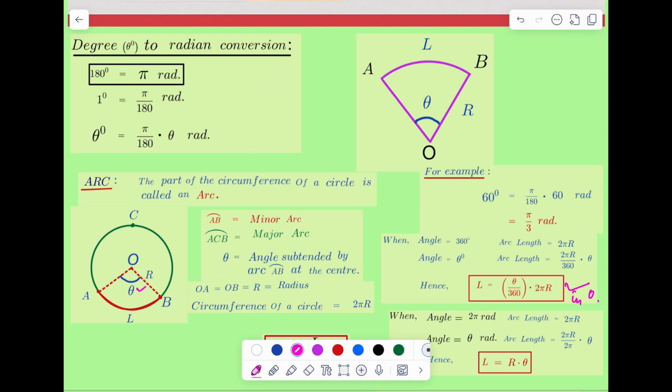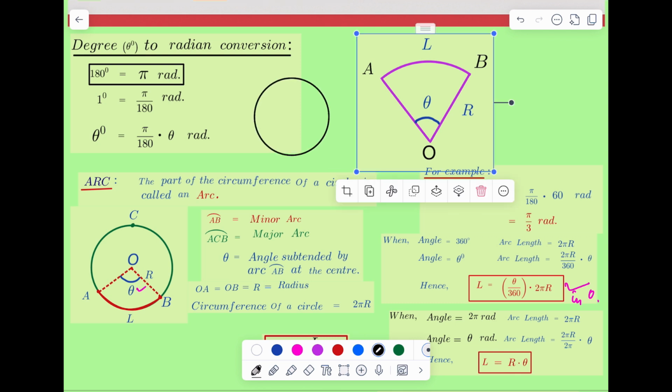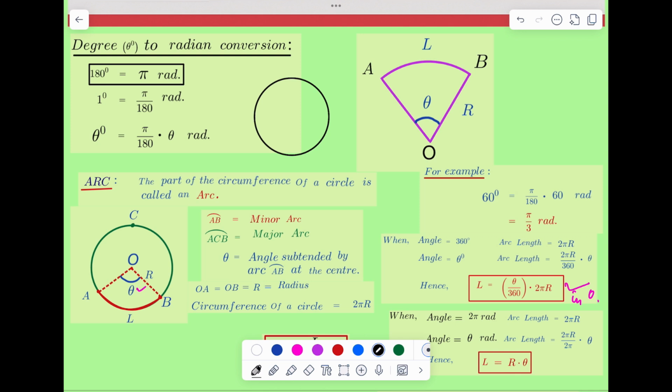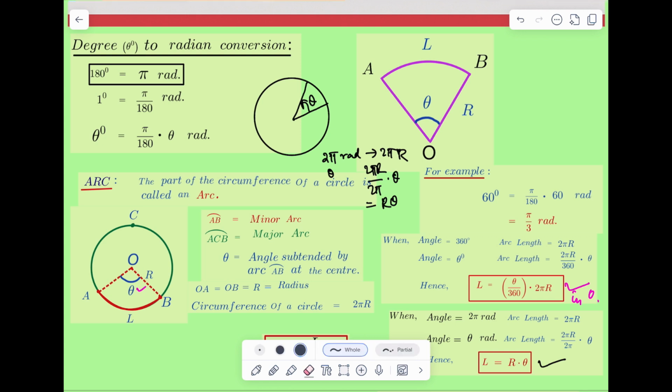Whereas if you express it in radian, if you travel 2 pi radian, then the corresponding length will be 2 pi r, where r is the radius. If we travel theta radian, then it will be equal to 2 pi r by 2 pi into theta, that is equal to r into theta, where theta is expressed in radian. So L is equal to r into theta.